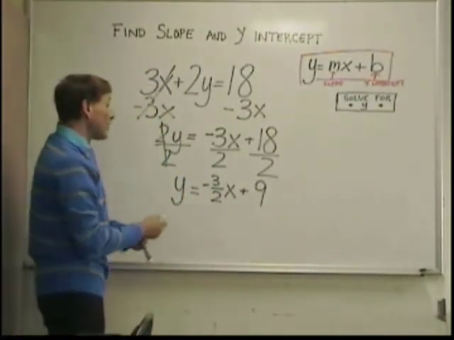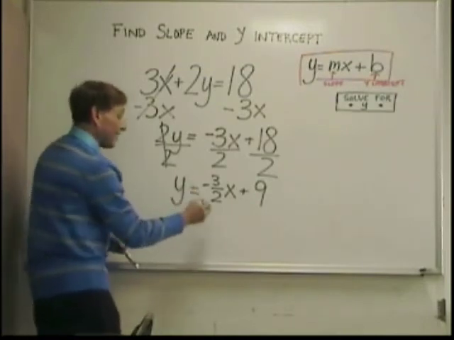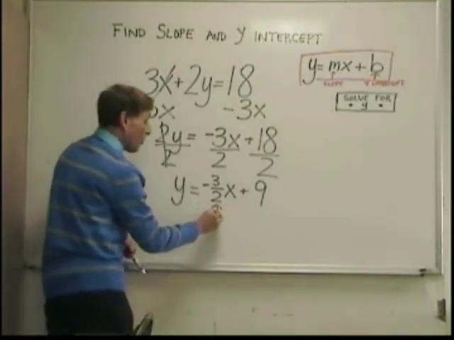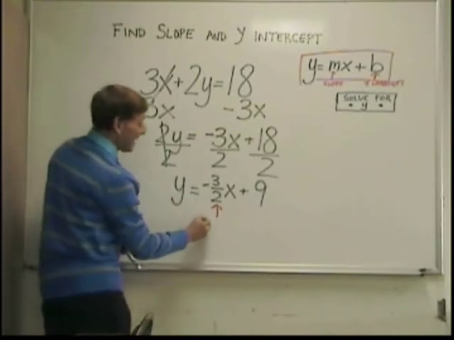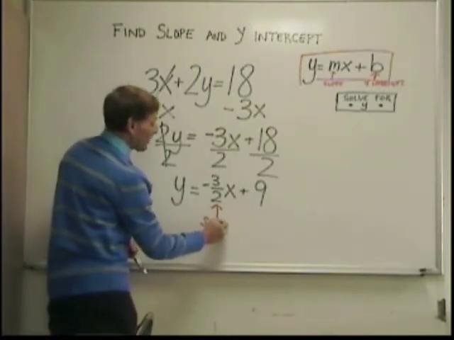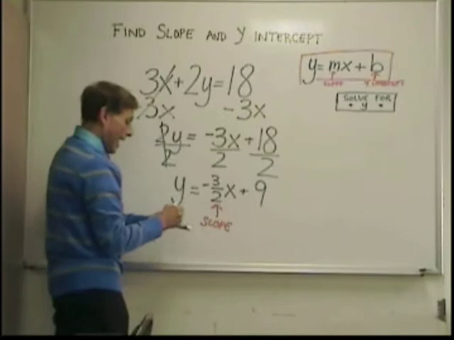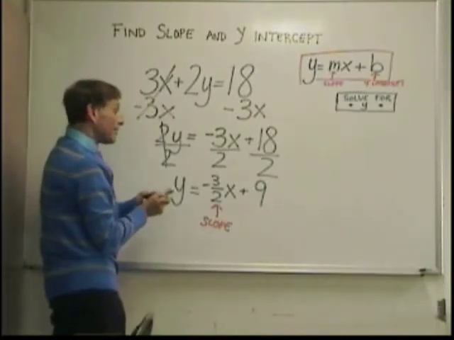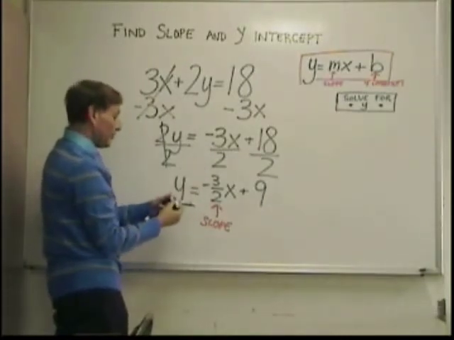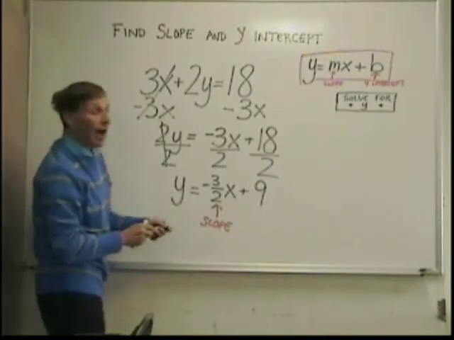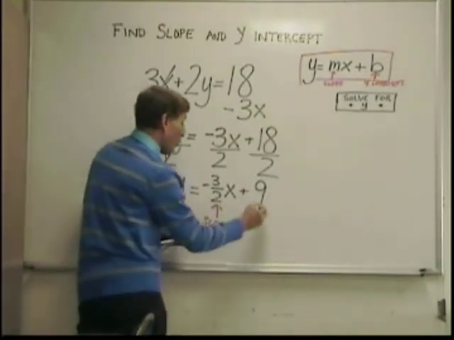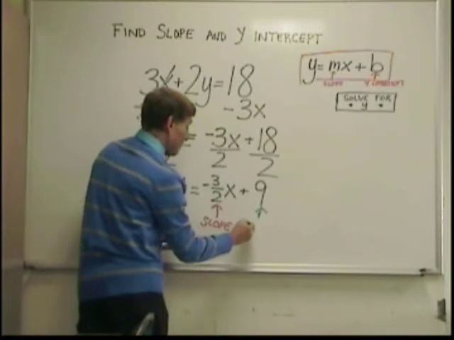Now, that leaves me with the number next to x as negative 3 over 2. That is my slope. And my positive 9, my 18 divided by 2, is positive 9, and that's my y-intercept.